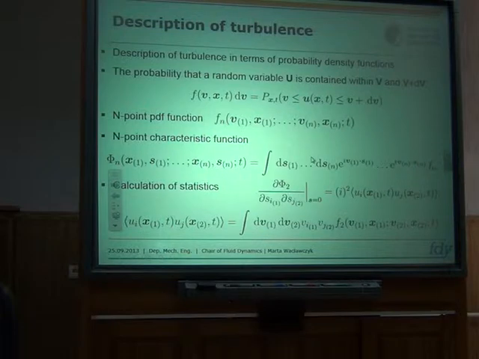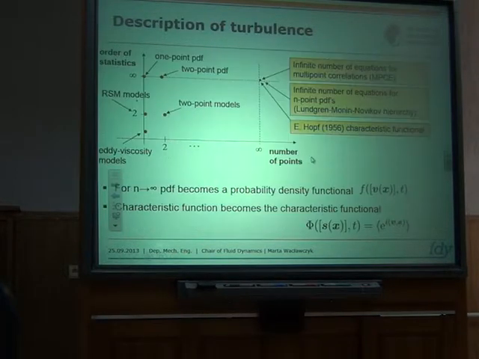I will here also introduce the definition of the characteristic function. Now, if we have the n-point PDF, or the n-point characteristic function, we can calculate statistics either by differentiation of the characteristic function at the origin or by integration of the PDF. So these two approaches are equivalent. Now, the question is, what do we need to fully describe the stochastic field, the turbulence?